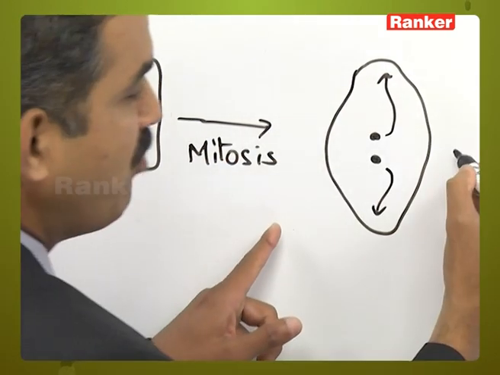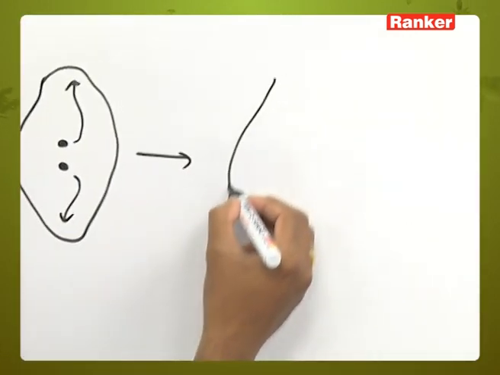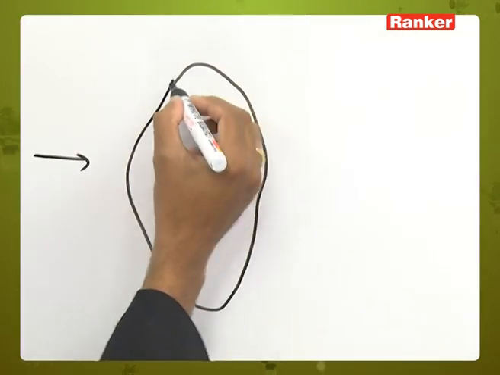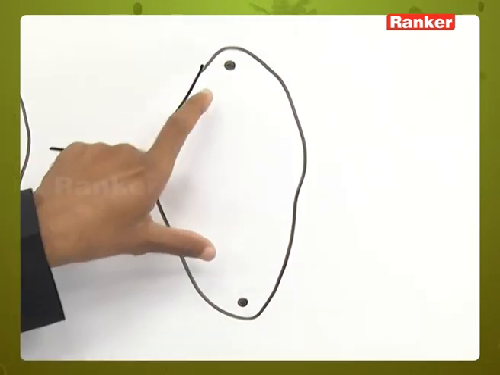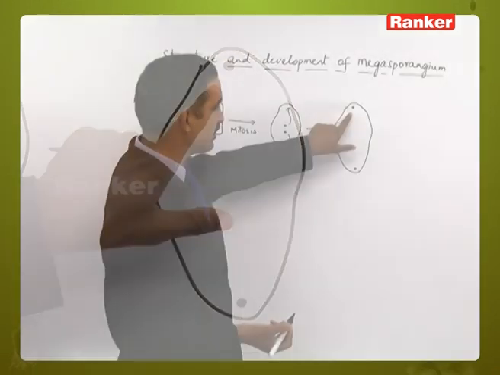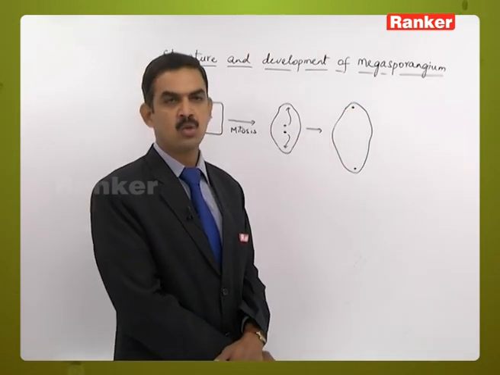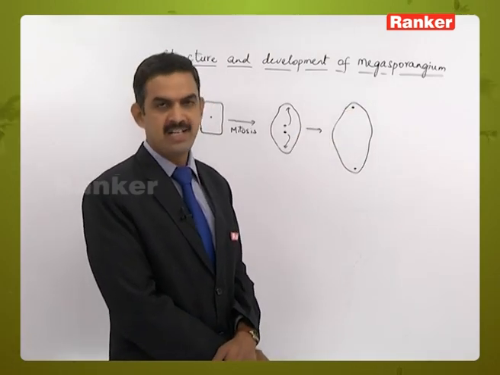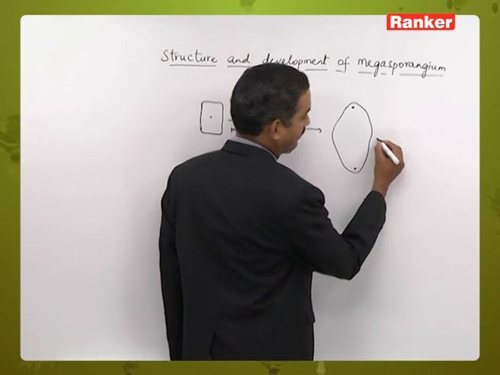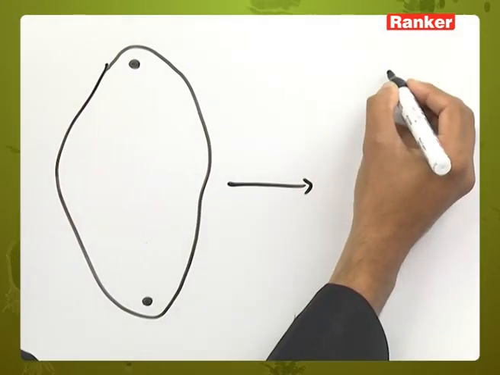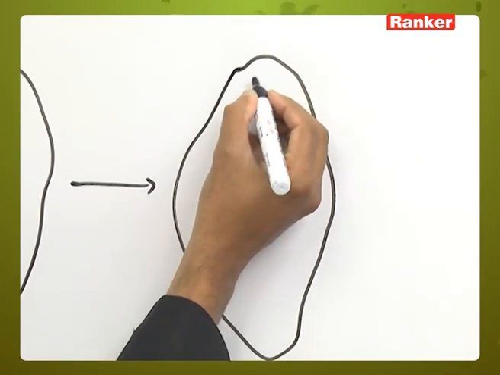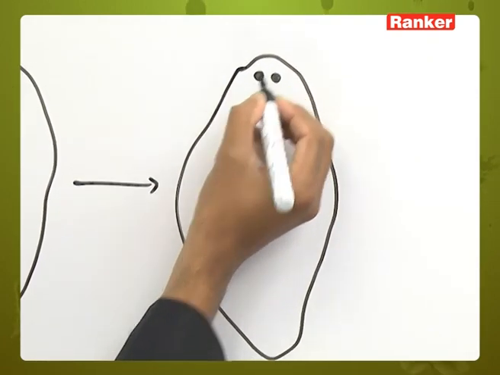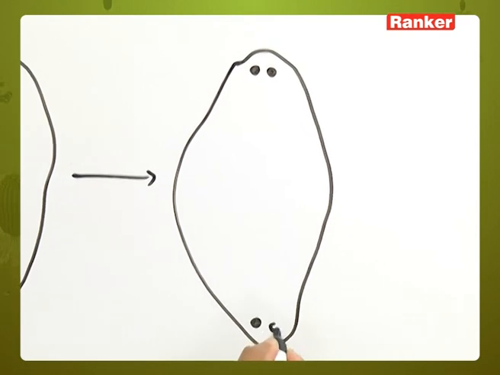And when they move towards the upper side, it appears to be like this. And now after moving towards the upper side and lower poles, each of the nucleus will undergo mitosis repeatedly twice. So first it forms into a four nucleated structure. Two nuclei formed on the upper pole and two nuclei formed on the lower pole.